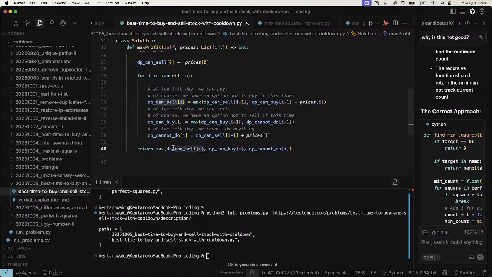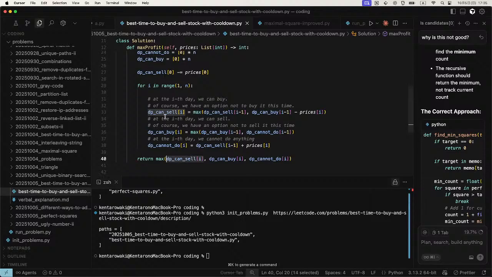Yeah, maybe it's not happen. Yeah, if you have a share of stock at the final day, we shouldn't buy stock. You shouldn't buy stock before. Okay, so maybe the max value might be can buy or cannot do, because we had better sell stock.